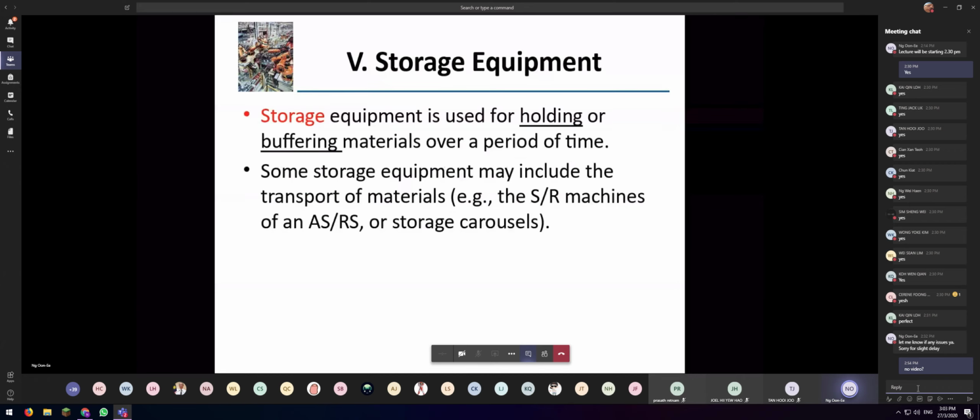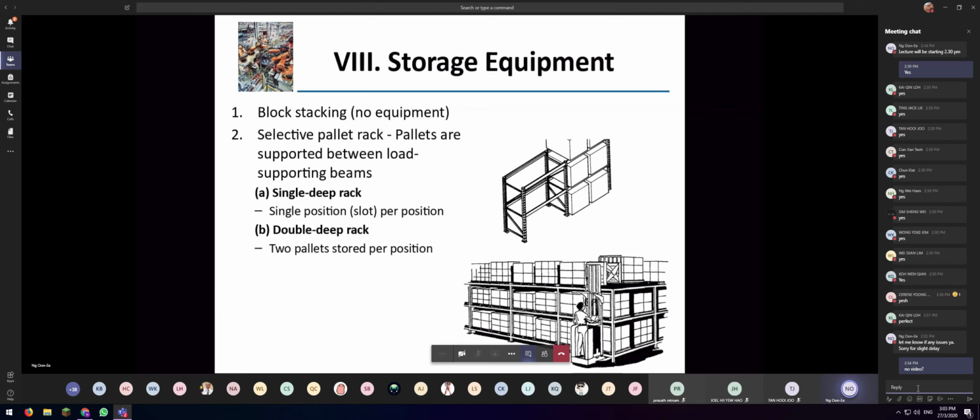Okay, which brings us to our storage equipment, the equipment which we use to hold or buffer. Some storage equipment includes the transportation within the storage system itself. So here we see block stacking with no equipment, where we just load things up. But more normally now we have pallet racks. So you can see the design here. Basically, they're just like gantry design, and you place the pallets. These load supporting beams will hold the size of the pallets.